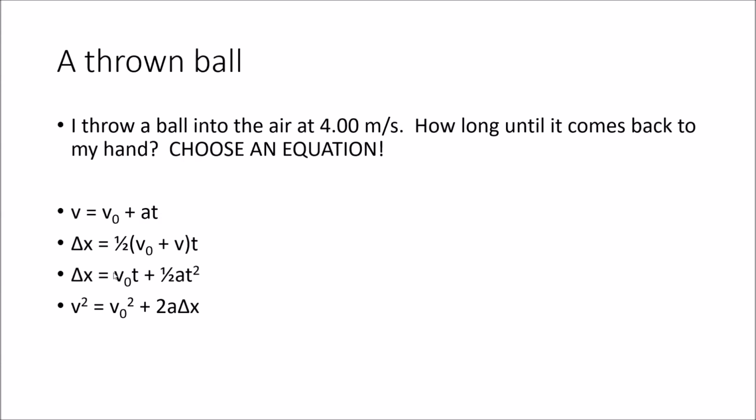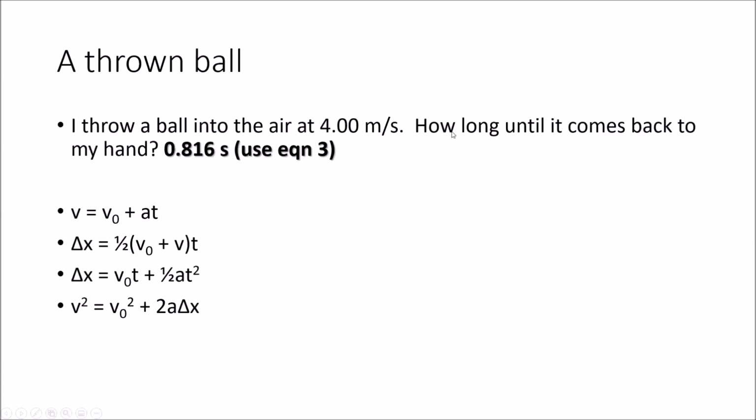Delta x is 0, v naught is 4, t is what we're looking for. 1/2, that's just a number. a is negative 9.8 meters per second squared. Yeah, we've got to remember to plug that negative in there. And then we've got a t. So then it just becomes some algebra. 0 equals 4 times t plus 1/2 times negative 9.8 times t squared. Plug that into your calculator, do a little bit of algebra, and you get that it comes back to your hand in less than 1 second.